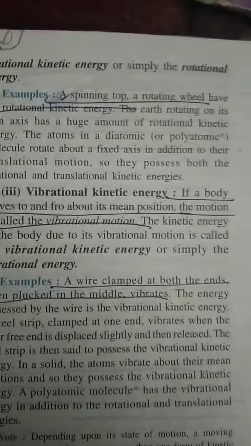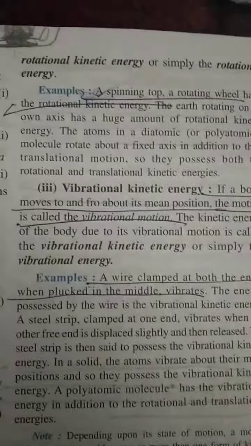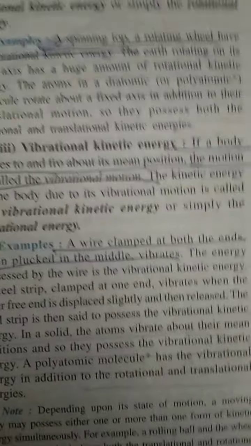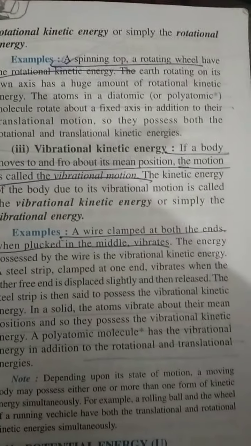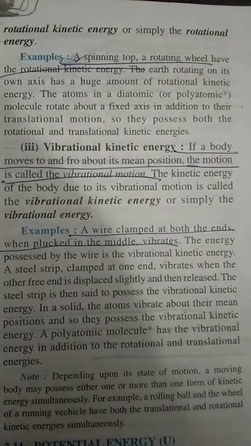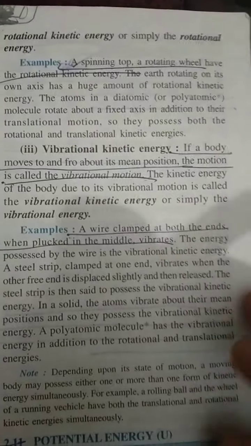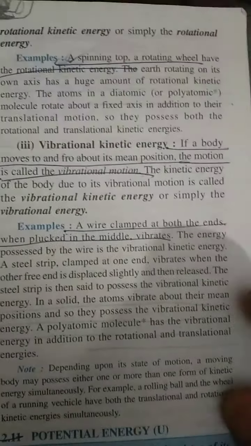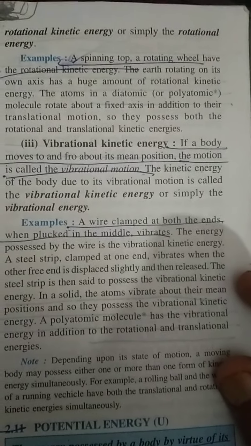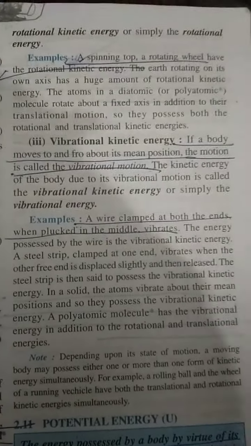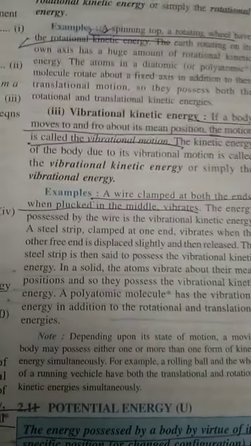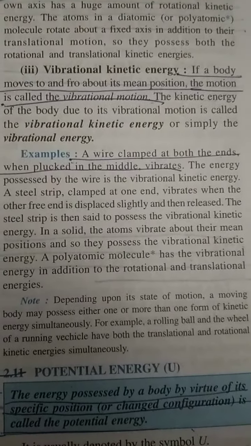Next is vibrational kinetic energy. Vibrational motion means when the body moves about the mean position, a to and fro motion, just like a pendulum. For vibrational motion, the body has vibrational kinetic energy. Example: a wire clamped at both ends when plucked in the middle. For example, a guitar string, when you pluck it at the center, being fixed at both ends, the wire starts vibrating. So which type of energy does it have? Vibrational kinetic energy.